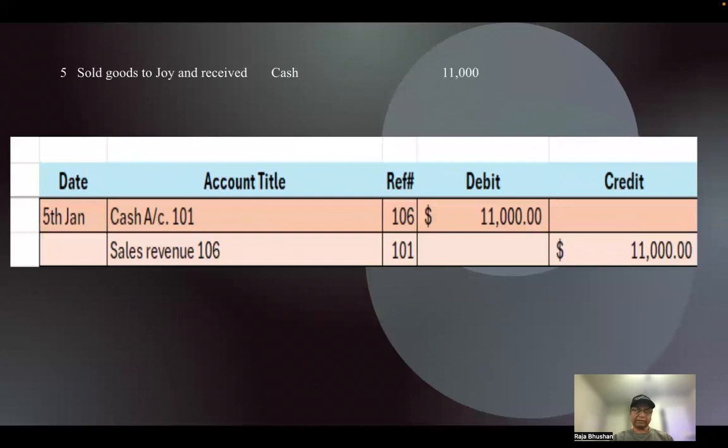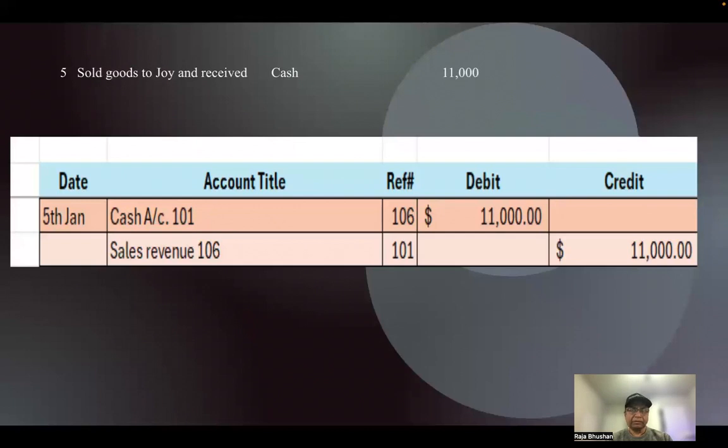Perfect. Now next is, sold goods to Joy and received cash, 11,000. That means the business has now started growing. We not only purchase goods, but we also sell them. So goods valued at $11,000 have been sold and we received cash. When you are receiving cash, what will we do? We will debit it, because cash is an asset. Cash is coming inside, so to increase cash, we debit it.